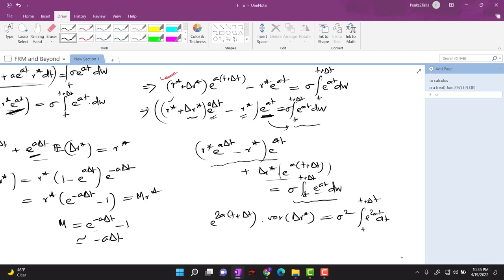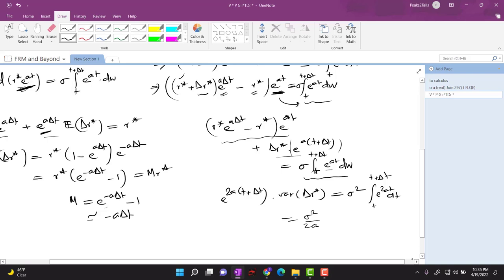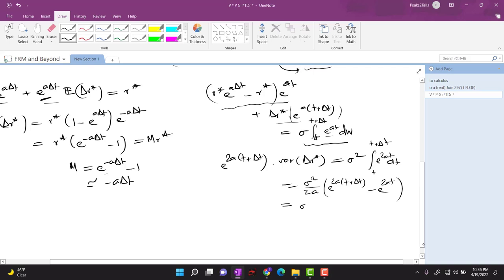Okay, so how much is this? So this is equal to integration of e to the power 2at. For that, we need a factor 2a divided like this. And integration of e to the power x is e to the power x. So I'm directly writing with the upper limit and lower limit. So it's e to the power 2a t plus delta t minus e to the power 2at. Okay, so this is equal to sigma square by 2a.